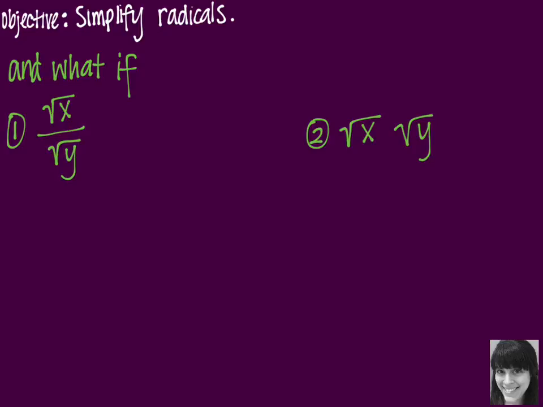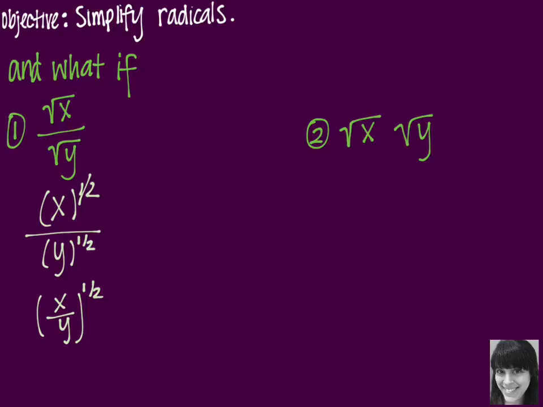Okay, so what if we said the square root of x divided by the square root of y? Well, if I wanted to simplify this and make it more condensed, I could do that. So I could say that the square root of x is the same thing as x to the 1/2, and the square root of y is the same thing as y to the 1/2. And I know that when I have exponents that are the same, I can take them out, and I can say x divided by y to the 1/2, which is the same thing as the square root of x divided by y.